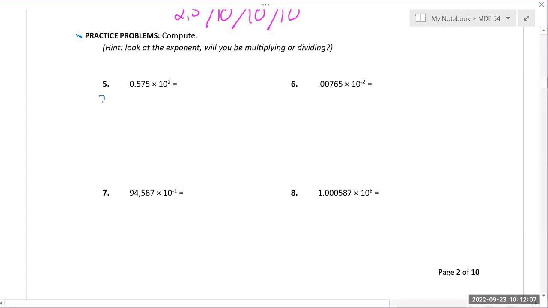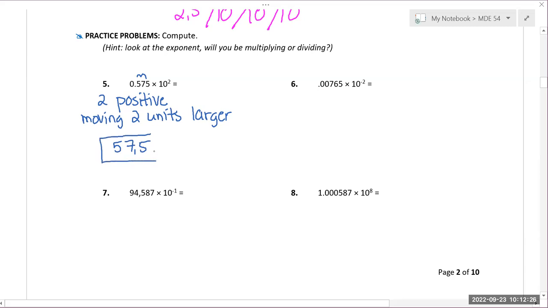So 2 is positive. So we're going to be moving 2 units larger. Okay. So 1, 2 gives me 57.5. If you're not sure, type it in. 0.575 times 10 times 10. Just do it twice and you'll get the same outcome.